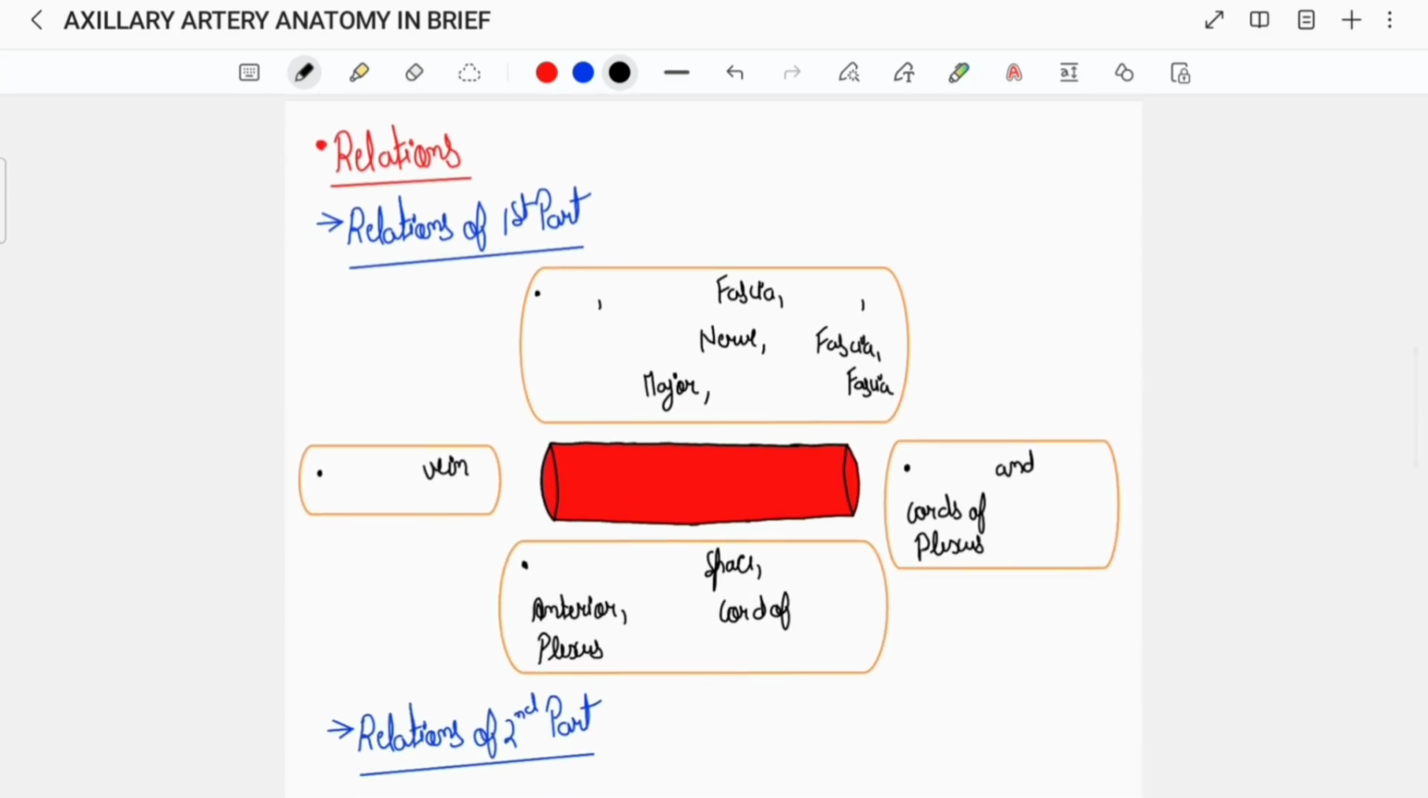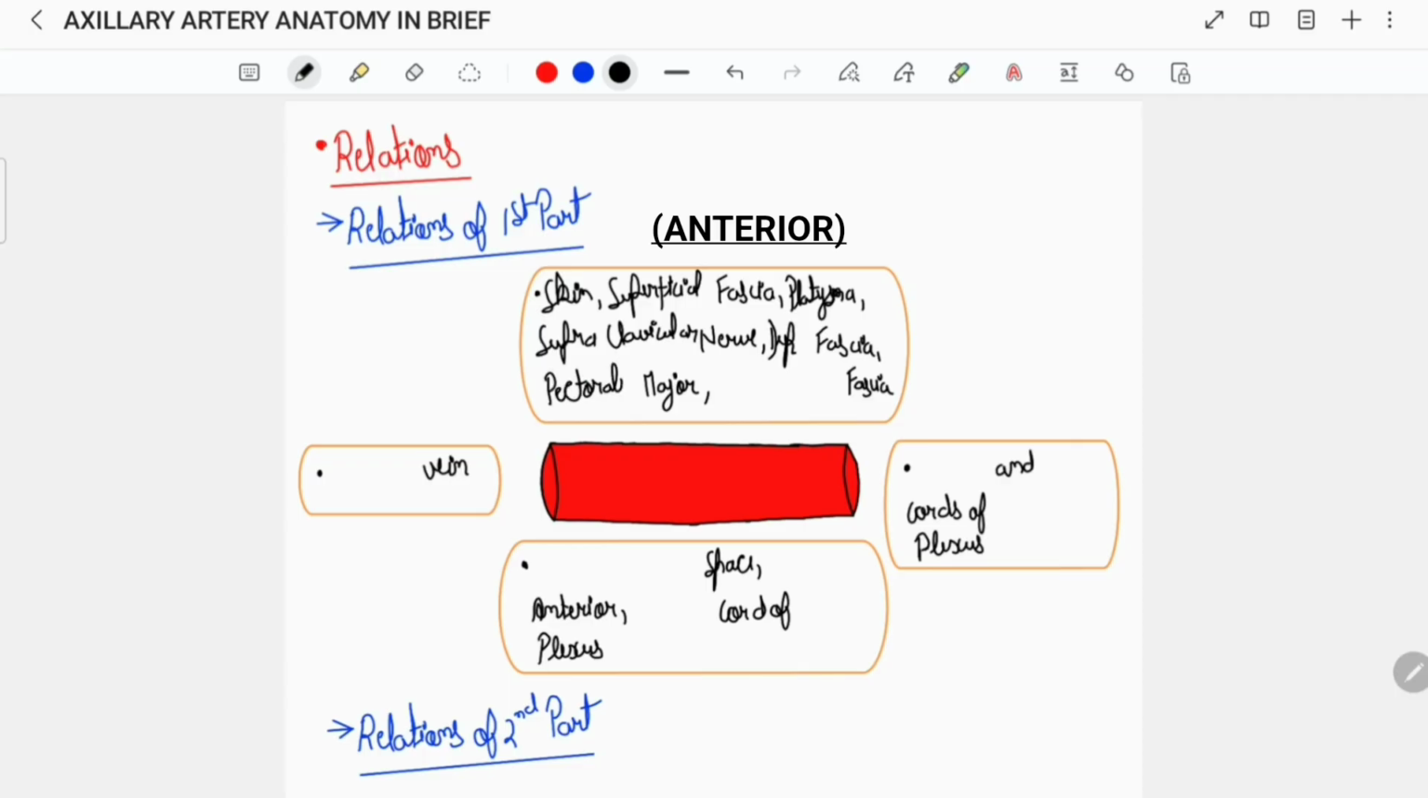Some relations of axillary artery are as follows. The first part is related anteriorly to the skin, the superficial fascia, the platysma, the supraclavicular nerve, the deep fascia, the pectoralis major, and the clavipectoral fascia.